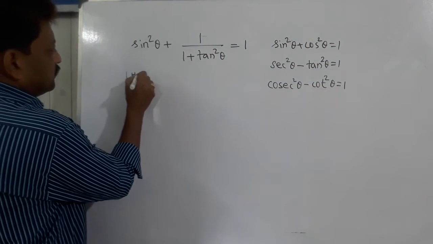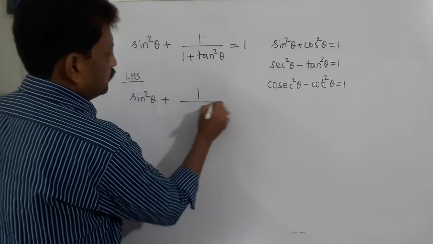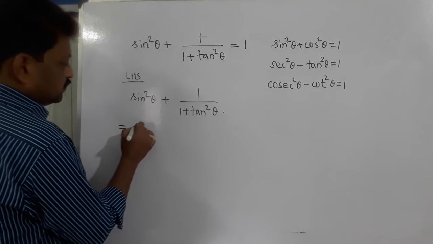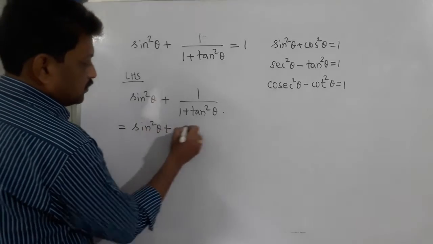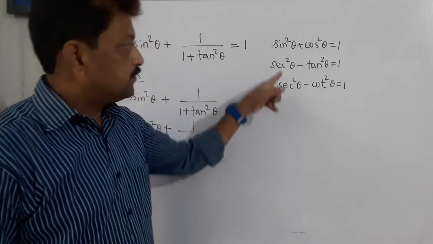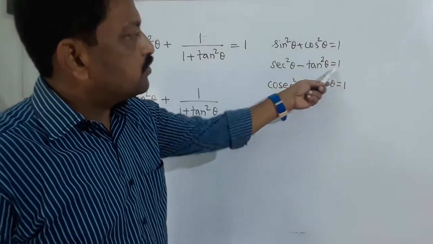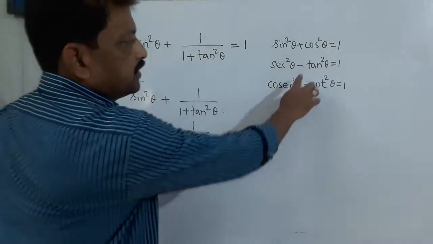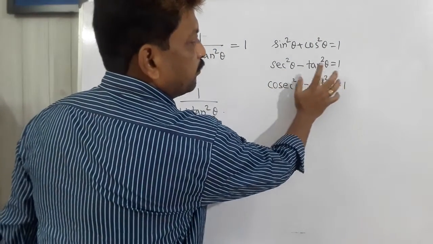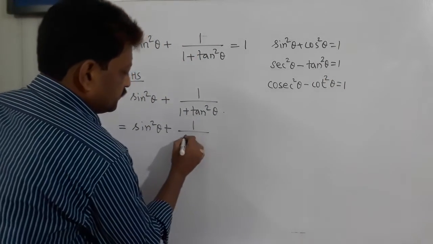Now LHS: sine square theta plus 1 upon 1 plus tan square theta, which equals sine square theta plus 1 upon, now what is 1 plus tan square theta? Just see the second identity. From there, if I take this tan square theta to the right hand side, then sec square theta equals 1 plus tan square theta. So in place of 1 plus tan square theta, I can write sec square theta.